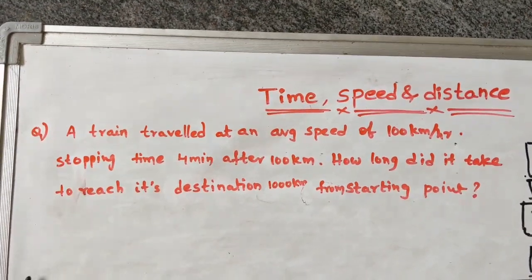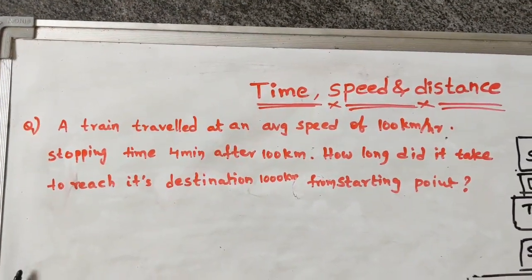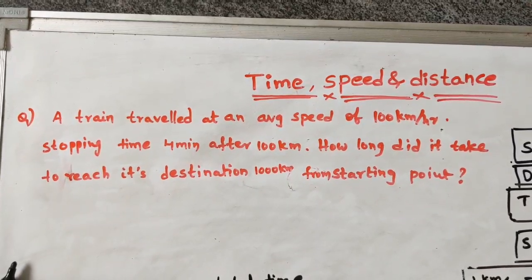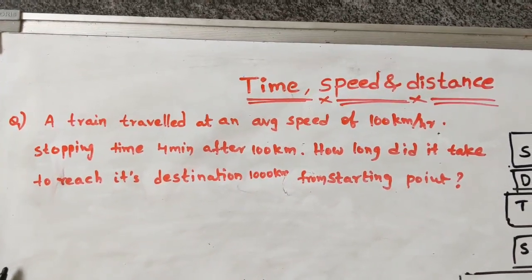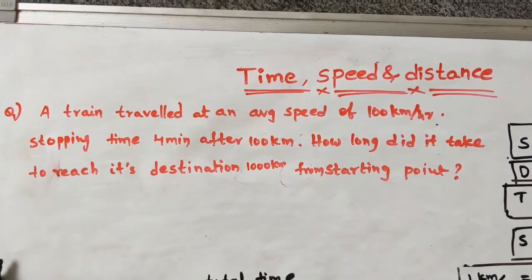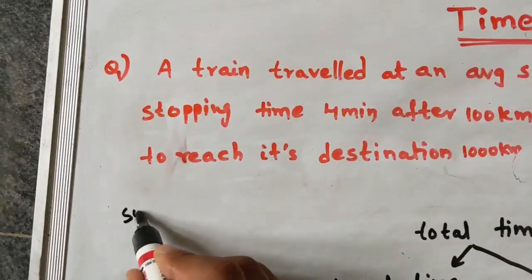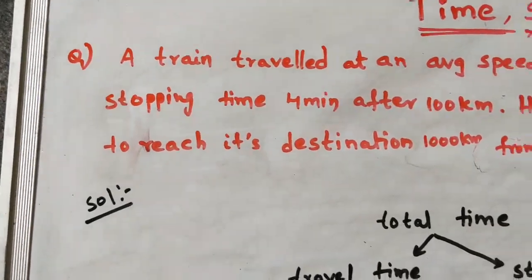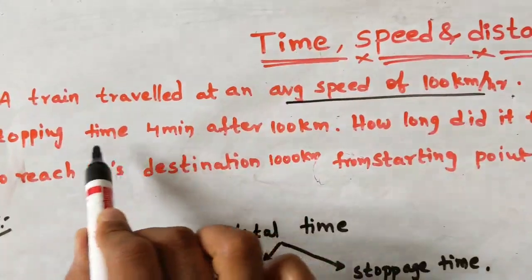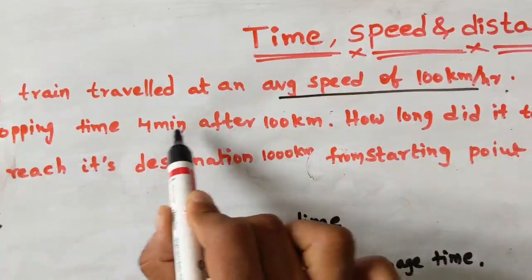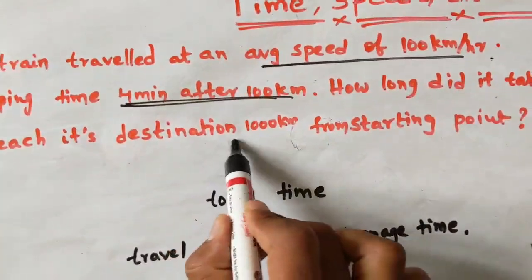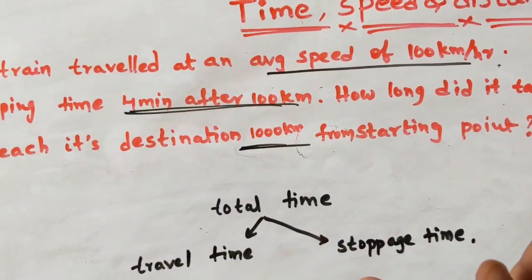Question number 1. A train traveled at an average speed of 100 km per hour. Stoppage time is 4 minutes after every 100 km. How long did it take to reach its destination 1000 km from the starting point? This is the question. We are starting the solution. In the question, they gave an average speed of 100 km per hour, and after every 100 km there will be a 4 minute stoppage time, and we have to reach the 1000 km destination from the starting point.